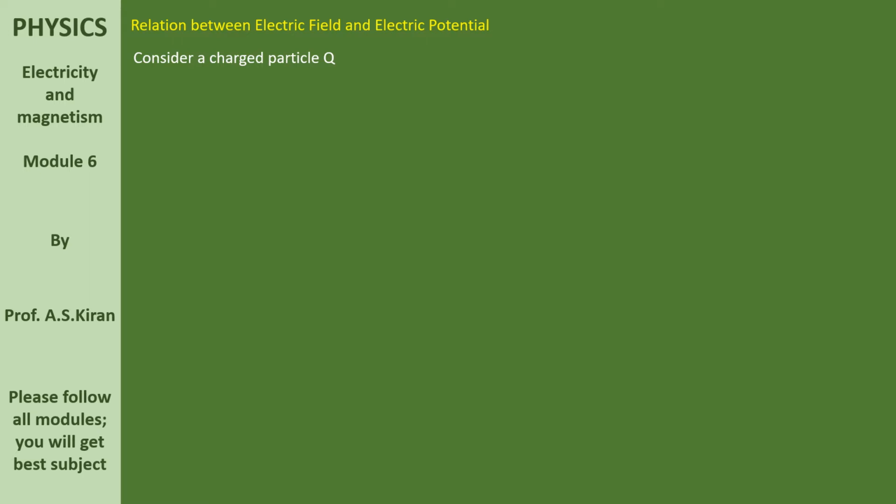Consider a charged particle, capital Q. For that, let us consider a random point P. You can take the random point anywhere. But the thing is, from the charged particle to the point, consider the distance as r. Of course, there is a radial vector which is represented in the form of a dotted line. Please remember the distance between them is r.